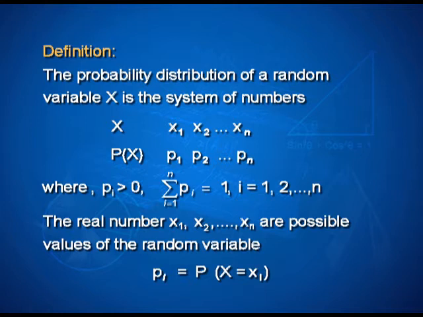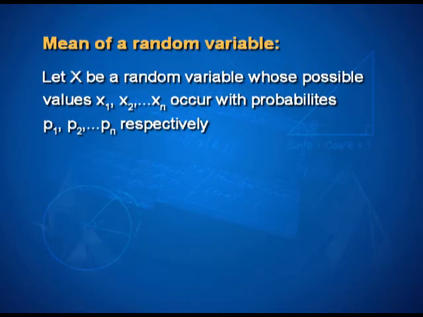Now, once we have this statistical data with us, there are two quantities that are associated with it, one known as mean of random variable and the other variance of random variable. So, what is mean of a random variable?